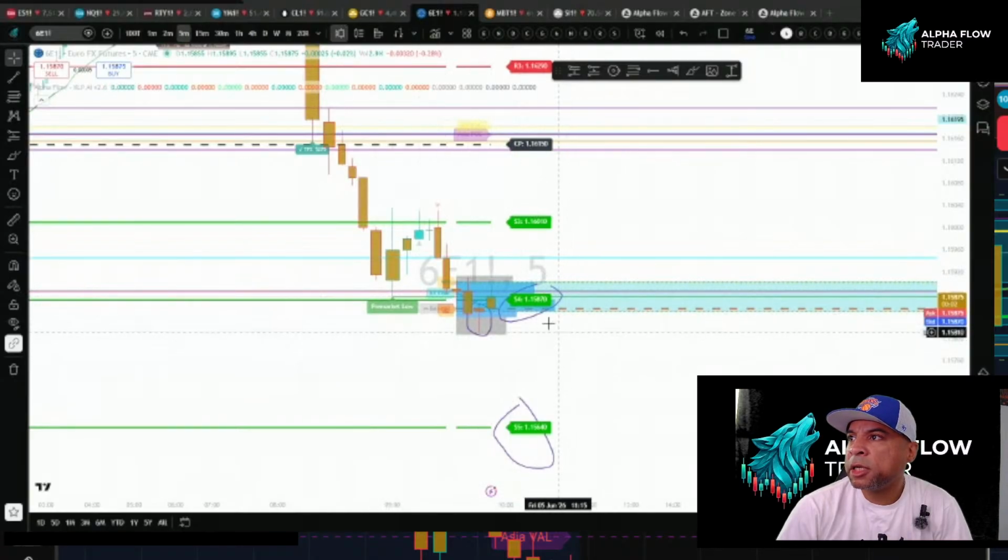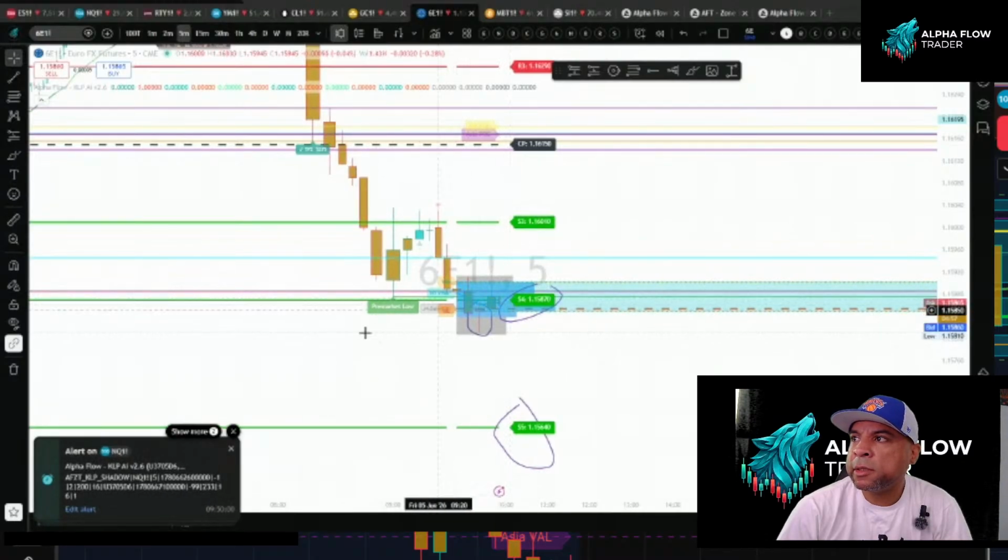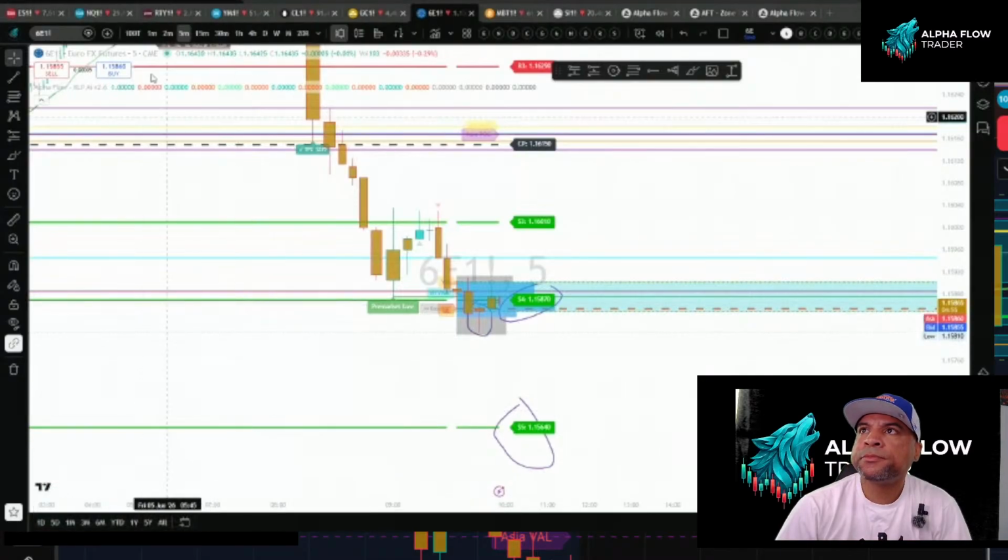We've got 3 seconds left on this candle. We're not going to get a signal here on this candle, but let's see what the next candle does.